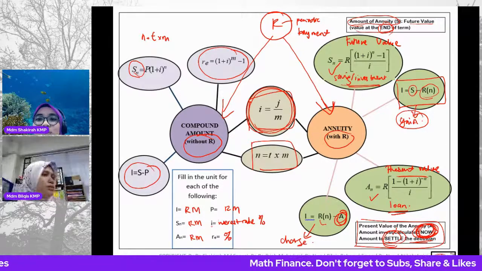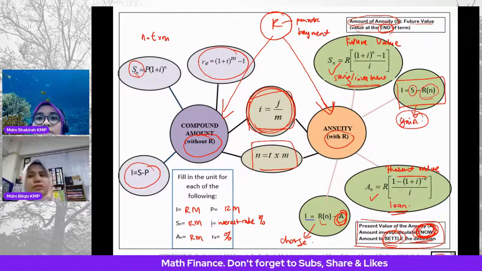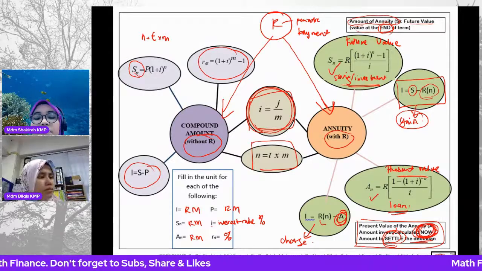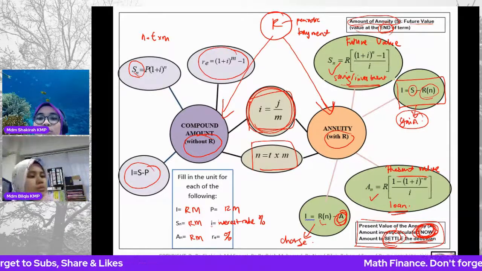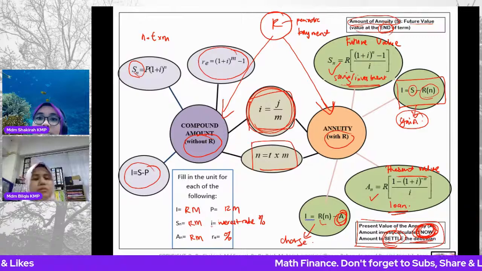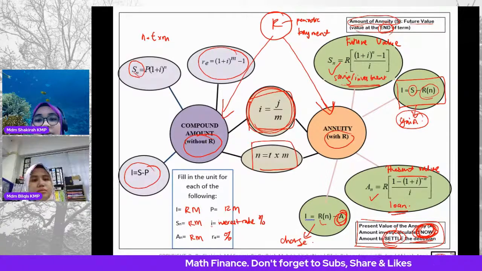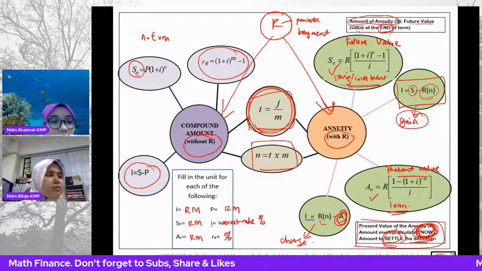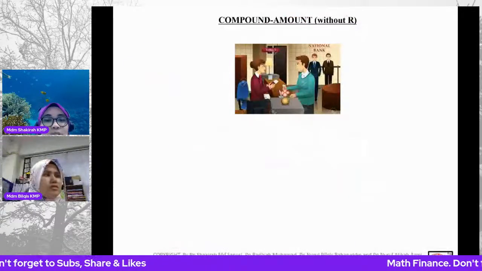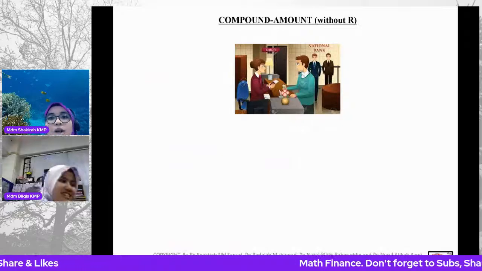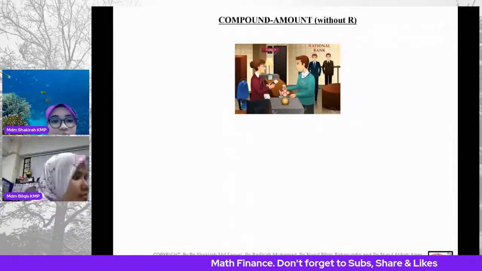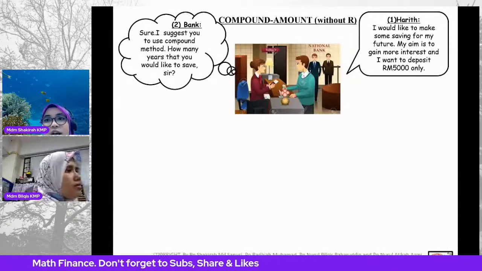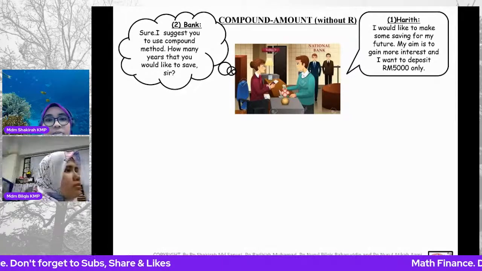So you need to know the clue or the hint so that you will use the correct formula, whether future value or present value. You need to do a lot of exercises so that you can differentiate between future and present. Okay, class? Next. Okay, let's do the situation for compound amount without R. Here we have Haris and a bank officer. I will be Haris and Puan Shakira will be the bank officer.